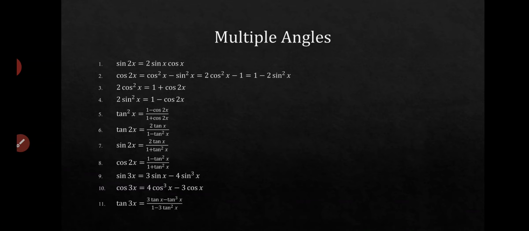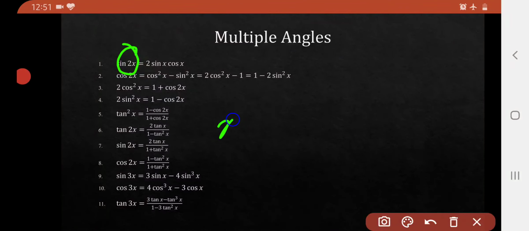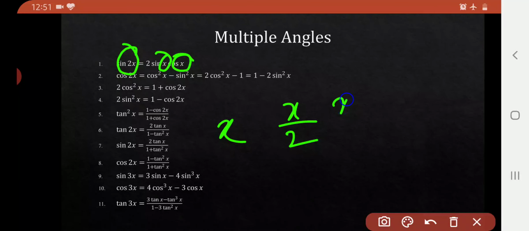Now if I go on doing the same for submultiple angle, let me make you understand with one. This 2x here, if I want to make it as x, then definitely this x will become x by 2 and this x will also become x by 2. So basically multiple angle formulas and submultiple angle formulas are the same. There is no difference in it. It's just that in one I am writing in the multiples and in another I am writing in the submultiples.